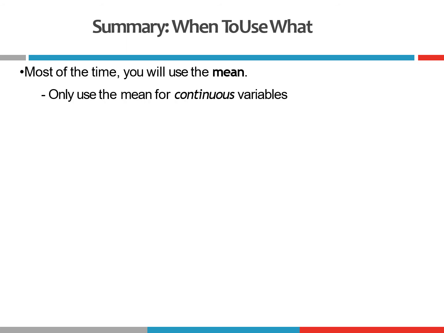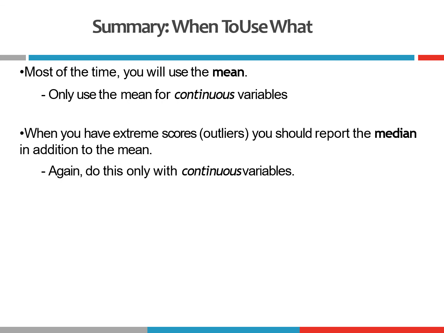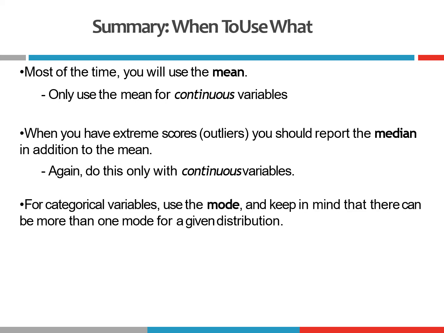So in sum, most of the time when you are calculating averages, you will use the mean, but you only use the mean when you have a continuous variable. When you have outliers or extreme scores in your data set, you should report the median in addition to the mean. And again, you only do that with continuous variables. Report both the median and the mean.